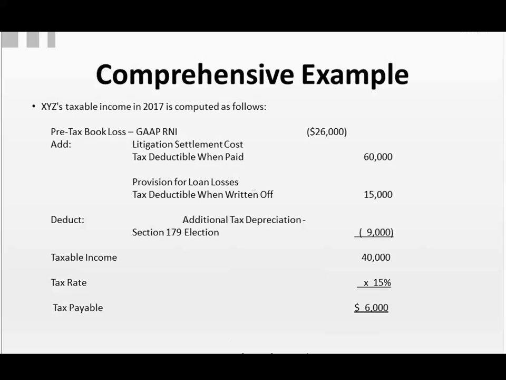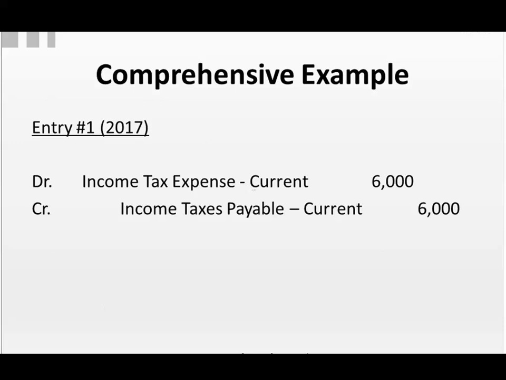So my taxable income for this company that has a $26,000 pre-tax loss on the books, in other words, reported net income is a minus 26, they have taxable income of 40. That would put them in the lower corporate tax bracket, assuming it's a C Corp. That would have been a 15% bracket. So 15% times the 40 gives you income tax of $6,000. That's income taxes payable current. So you'd have to make an entry that says debit, income tax expense current for $6,000, and credit, income taxes payable current for $6,000. That's easy enough, right?